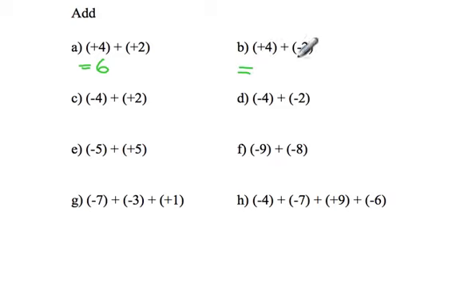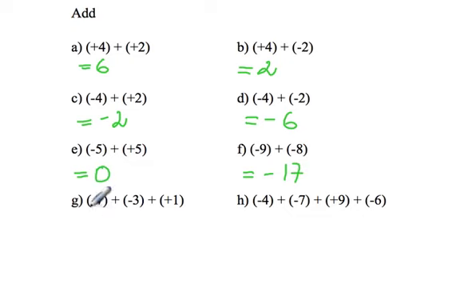4 and a negative 2 equals 2. Question C equals negative 2. D, negative 4 and negative 2 equals negative 6. E, the opposites always add to a 0. Question F, negative 9 and negative 8 equals negative 17.